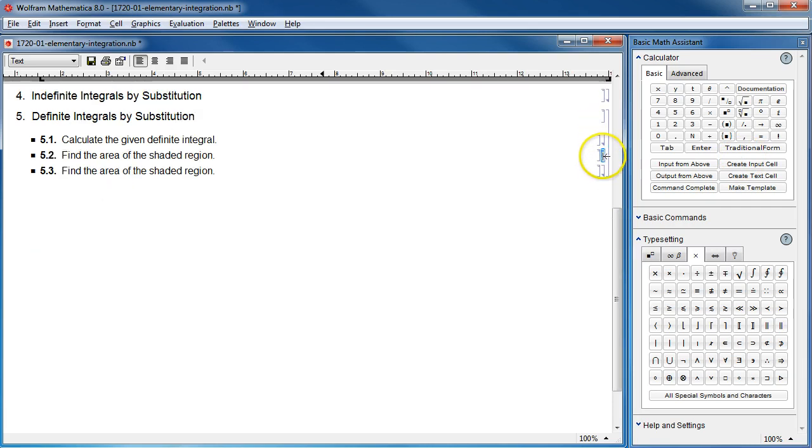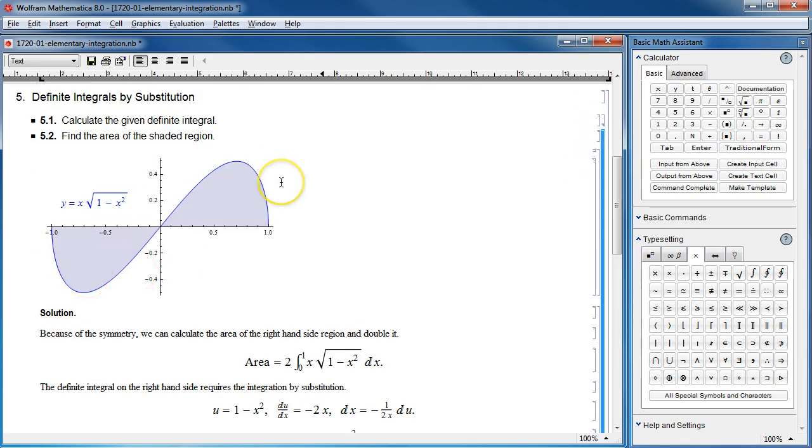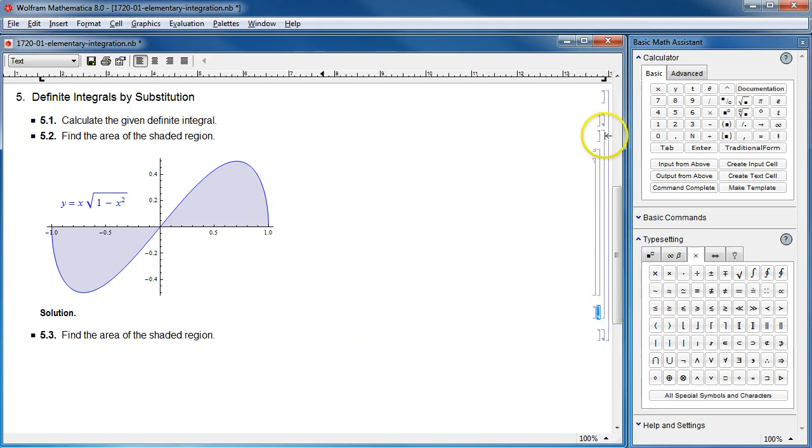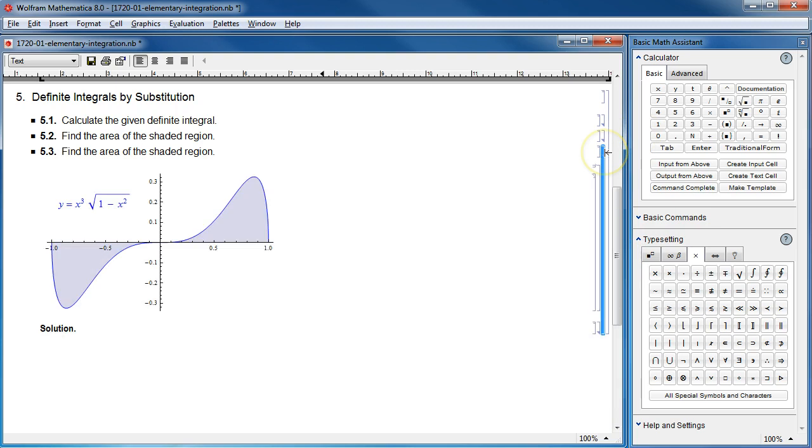Are there some other problems here? Some area computation problems related to substitution type integrals. Okay, here's a good exercise, you can do that. Another good exercise you can do with area computation with substitution. Good.